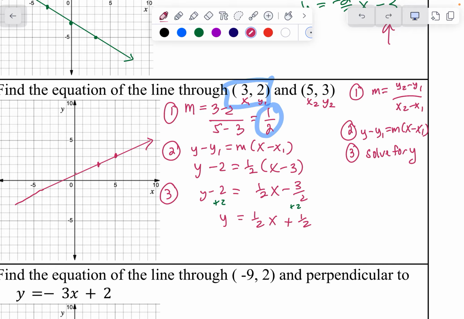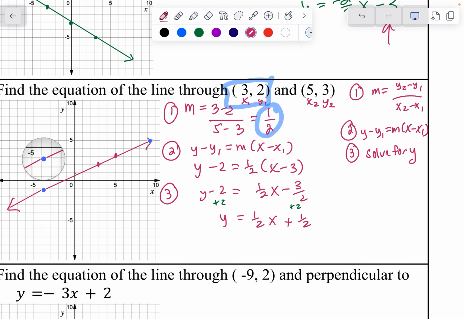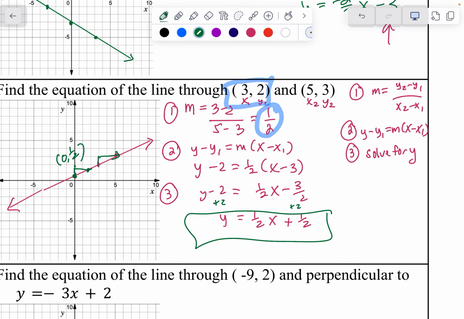Okay, now let's check. And again, my line is a little wonky. It's not bad, but it's still not great. Anyway, we do hit the y-intercept is 1/2. We do go up 1 over 2. Up 1 over 2, so our slope is correct. So our equation matches the given information. If I draw 3, 2, and 5, 3 and connect it, or if I start at 1/2 and go up 1 over 2, I should still get the exact same line either way.